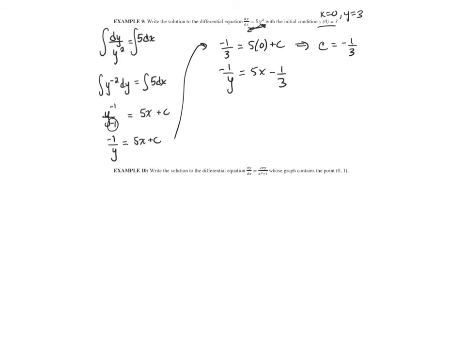Now, here's the thing. You have to get a solution for y, and we don't have a solution for y yet. What we have a solution for is -1 over y. And unfortunately, when you have a sum or a difference over here on the right side, it's not so easy just to reciprocate both sides. What we need to do is express this as one fraction, and then we can reciprocate both sides.